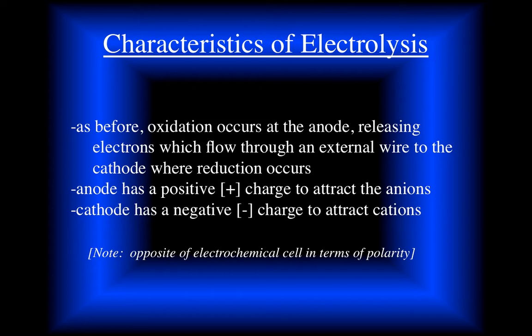But the nice thing is oxidation always happens at the anode. Reduction always happens at the cathode. Electrons always flow from anode to cathode. So that's all the same as before. The anode has a positive charge. We're actually going to control that. We're going to set it up to make sure we hook up the anode to the positive part. And that way it attracts the negatively charged anions. Remembering from grade 9, opposite charges attract. Cathode is a negative charge to attract the positive cations.